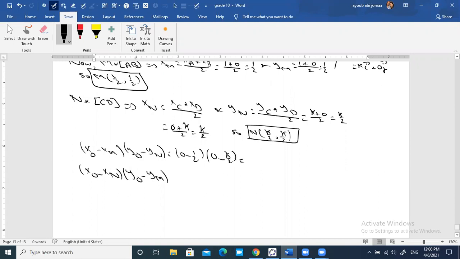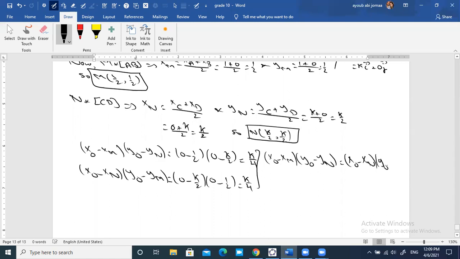The answer is k over 4. And here 0 minus k over 2 times 0 minus y of m, it's half. The answer is also k over 4. They are equal. So xo minus xm times yo minus yn is equal to xo minus xn times yo minus ym. Therefore, O, M, and N are collinear.